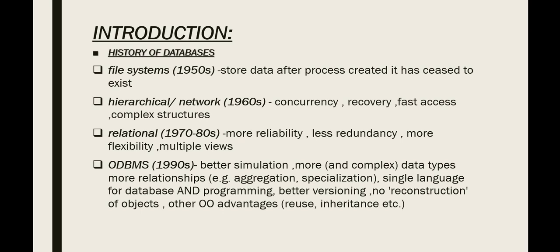Lastly, the one that we'll be doing now is the object database management system, which was introduced in the 1990s, and the characteristics of object database are better simulation. It has more complex data types, more relationships, single language for database and programming, better versioning, no reconstruction of objects, and other advantages being reuse, inheritance, encapsulation, polymorphism, etc.